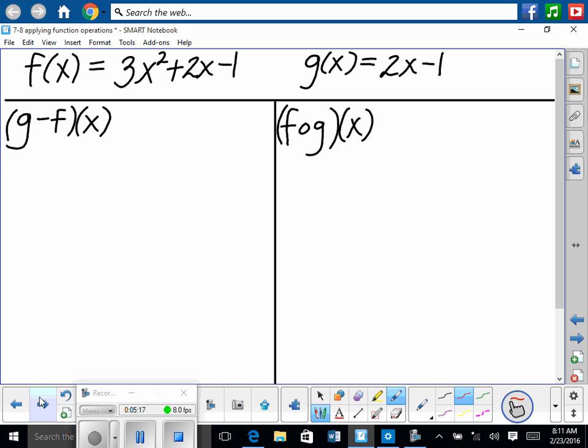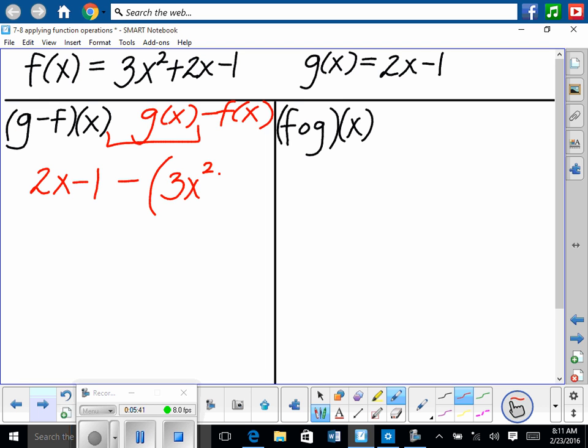Okay, here we go. So f of x, g of x, let's find g minus f of x. So first of all, in this notation, isn't that just g of x minus f of x? Okay, g of x is what? 2x minus 1, right? Everybody? Yes. And then we're subtracting f of x. Subtraction always needs parentheses. So f of x is 3x squared plus 2x minus 1. So we're taking this function, subtract all this stuff. So that's why we've got to distribute our negative sign through to all this stuff. So we have a negative 1, so we're going to change our signs.